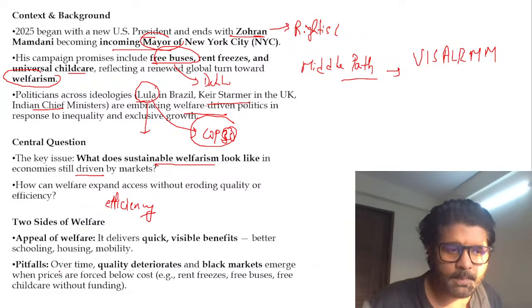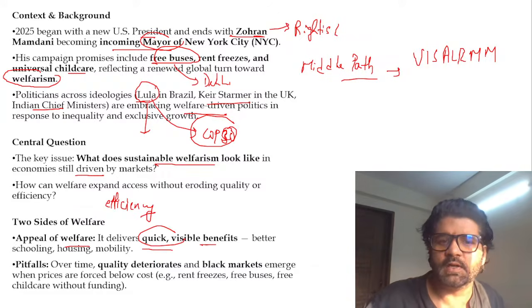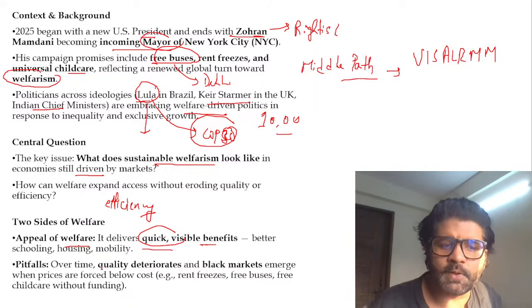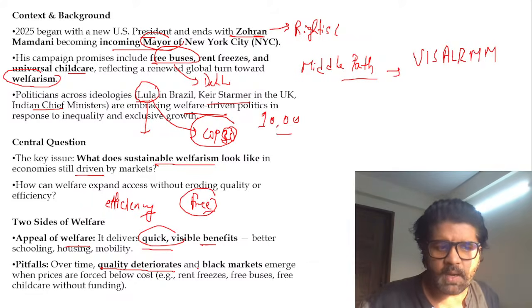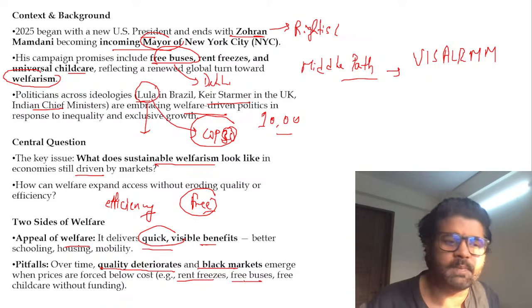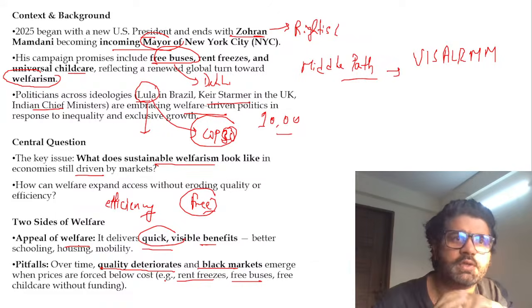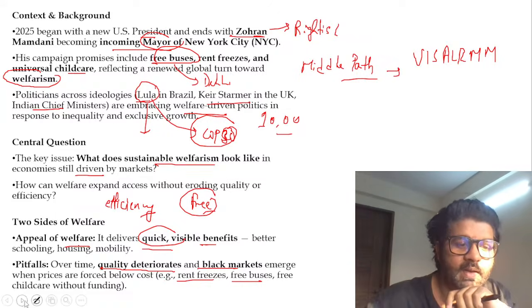Two sides of welfare. Appeal of welfare, it delivers quick visible benefits, free buses, free 10,000 rupees to women, etc. But over time, what happened? Quality deteriorates. Nothing is free. Whatever you're getting for free, the quality will deteriorate. Black market will emerge. Rent freeze will happen. Free buses, free childcare without funding. If a child is getting free education, maybe the quality will deteriorate. And that's why you need to have some pricing model. And that's what they are saying.